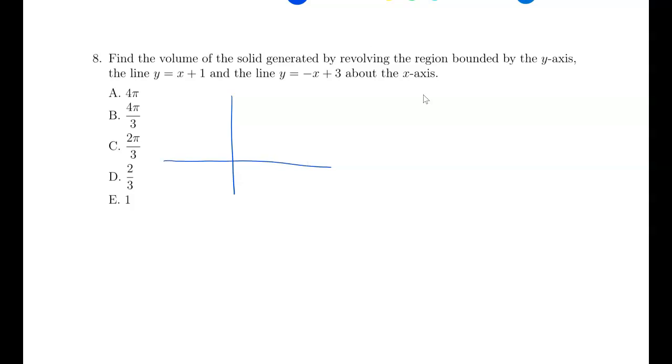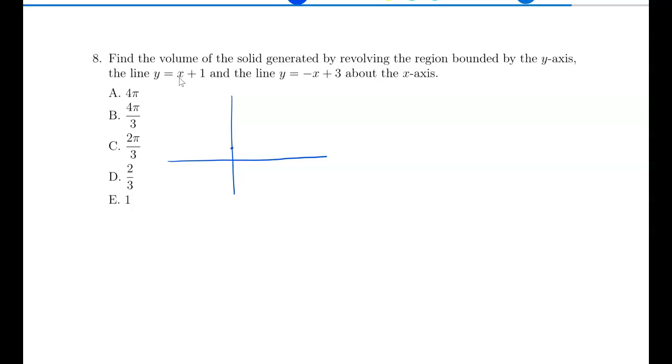Okay, so now you will have to graph the line. Remember, when you plot a line, you just need 2 points. So find those 2 points. When x equals 0, y is 1. Now when y is 0, x equals negative 1. Okay, so it is this line here.